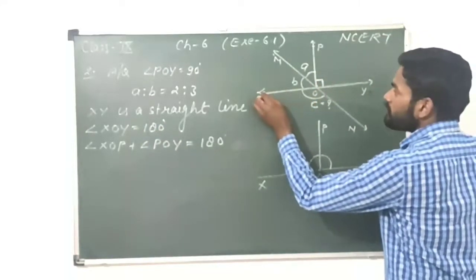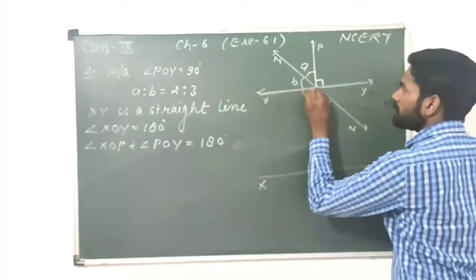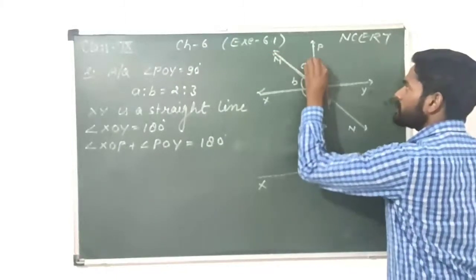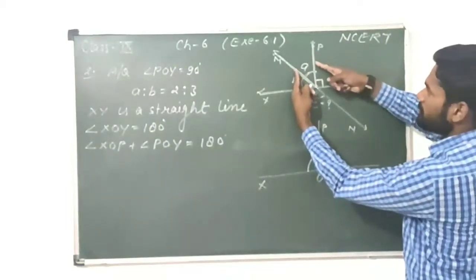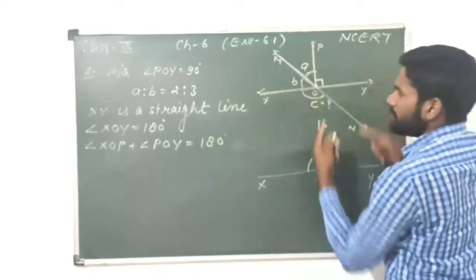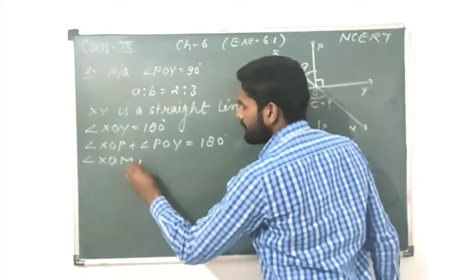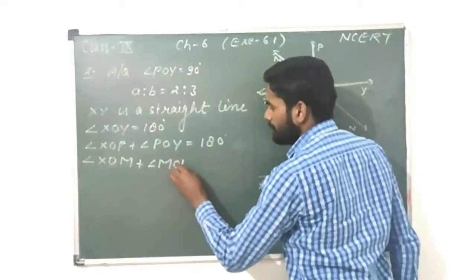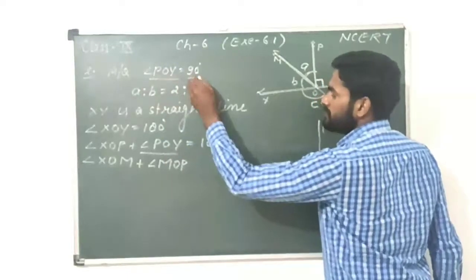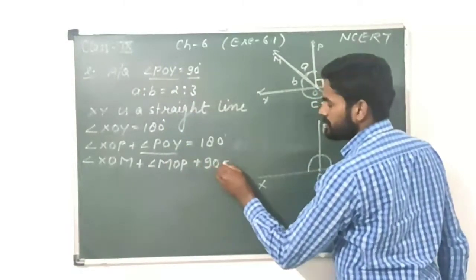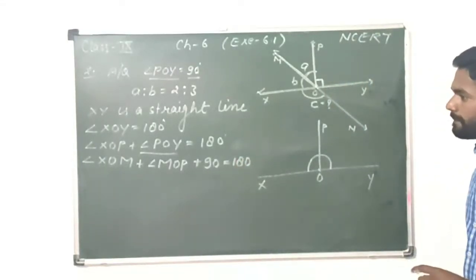Now look here, XOP is also the sum of these two angles. So XOP is equal to angle XOM plus angle MOP. Clear? And angle POY is already given, which is 90 degrees. So XOP plus 90 degrees is equal to 180. I think you are getting it.